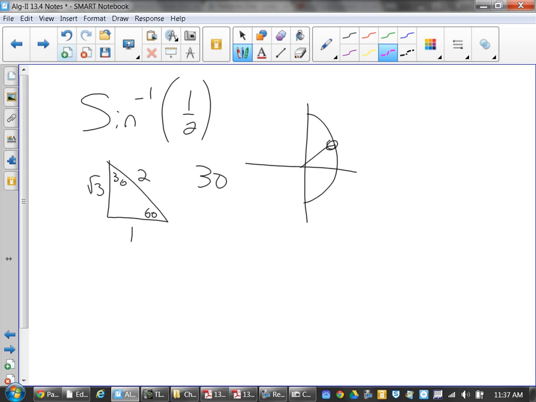What is that in radians then? Pi over 6.